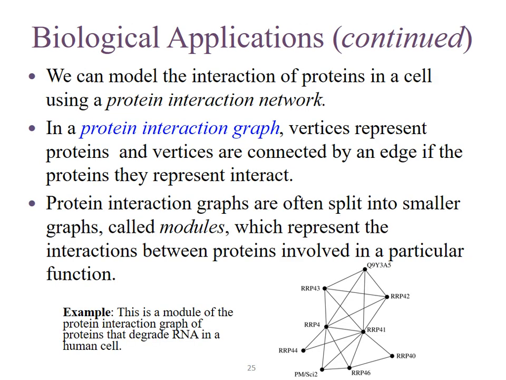All right, the last one is protein interaction graphs. If we have different proteins, such as RRP43 and the other proteins, once they have the function of interaction, then we can build an edge between different proteins.